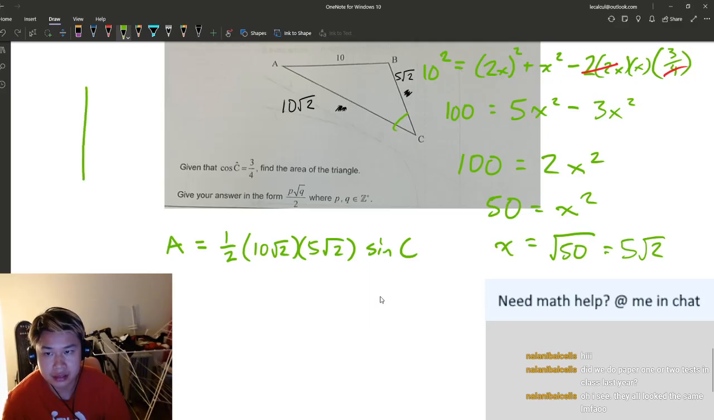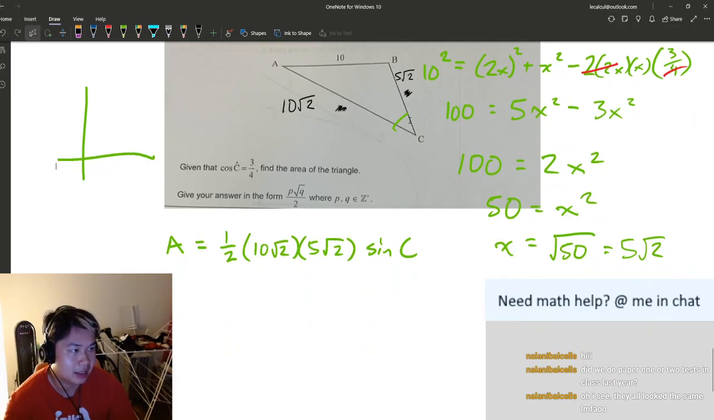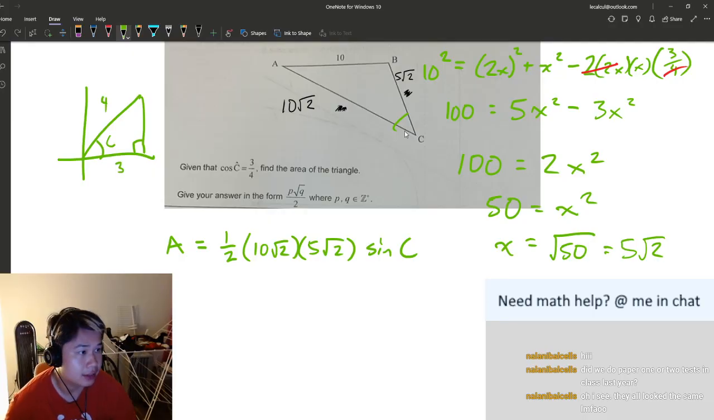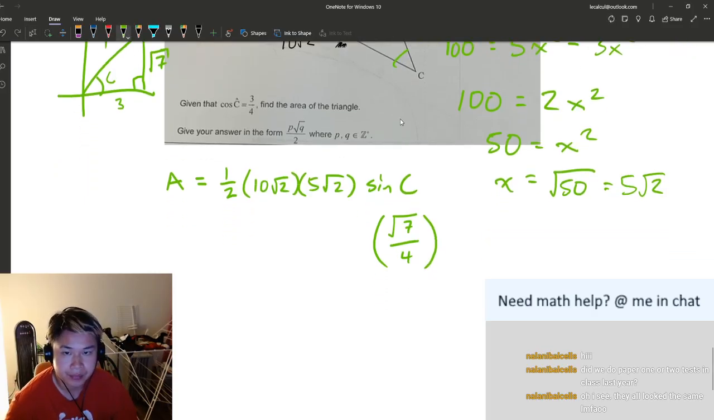So you can kind of clearly tell that this is in quadrant 1 because this is an acute angle. So what we can do is we can build a triangle. So here's your angle C, and it says that the adjacent side is 3 and the hypotenuse side is 4. We can use Pythagoras to find out the opposite side. 16 minus 9 is 7, so this is square root 7. So that means that sine C is opposite over hypotenuse, so root 7 over 4. Nice, okay.